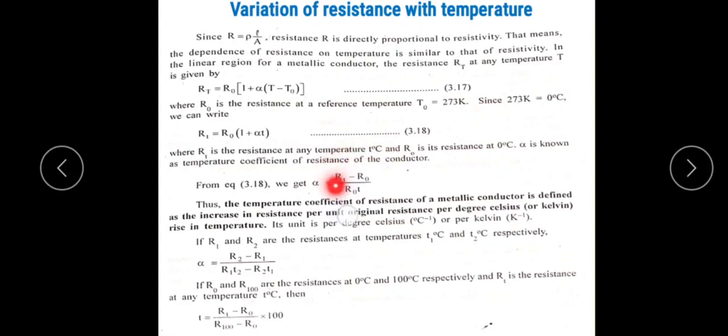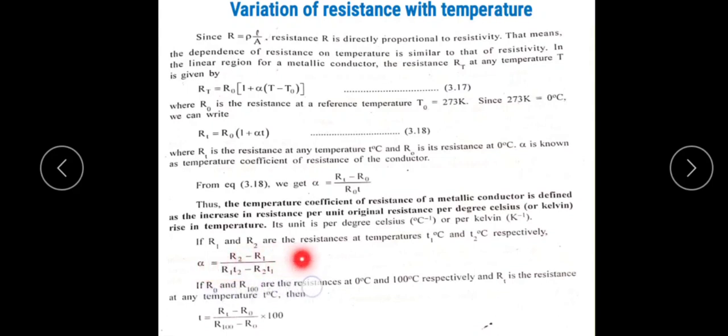So the increase in resistance, RT minus R naught, divided by R naught, is the initial resistance per degree Celsius. Temperature is given here, that's why it is per degree Celsius or per Kelvin, the rise in the temperature. So, as per this equation, this is the definition. Then alpha can be written like this. One more term: the SI unit of this temperature coefficient of resistance is per degree Celsius or per Kelvin.